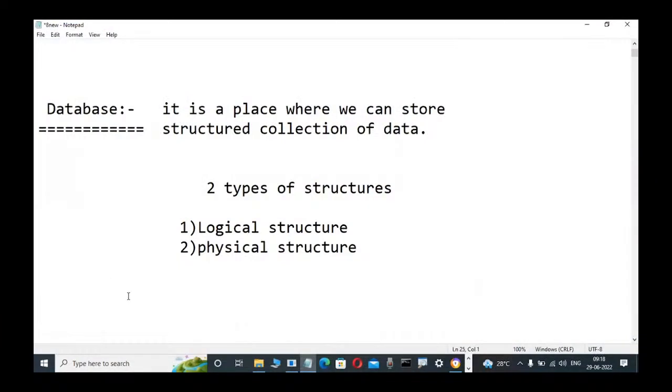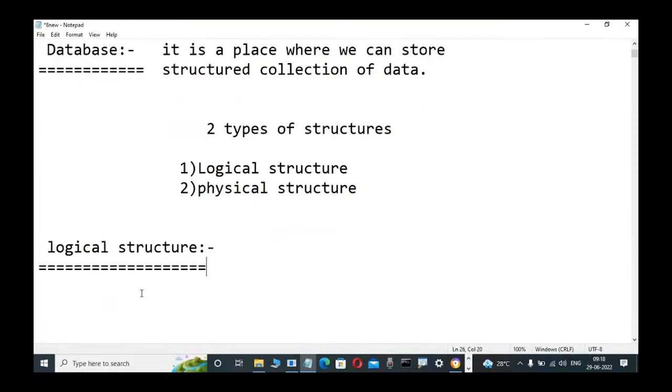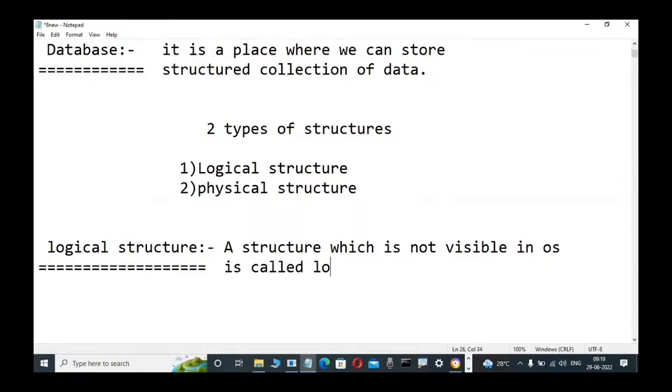See, all of us are working in a logical structure. What is a logical structure? Logical structure of the database means, everyone well-known persons, a database structure which is not visible where? What is the definition? A structure, don't write it: a structure which is not visible in the operating system is called the logical structure of the database.